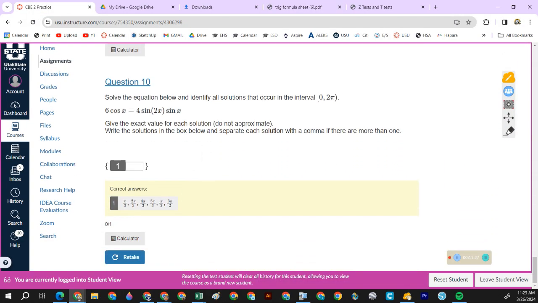All right, last one. Okay. So here we have a trig function. Notice we have a double angle on the inside. So that's probably going to tell us we want to use the double angle formula. And again, there are going to be a ton of different ways to do this. So 6 cosine of x equals 4 times the sine of 2x times the sine of x. Oh, this is going to be tricky.